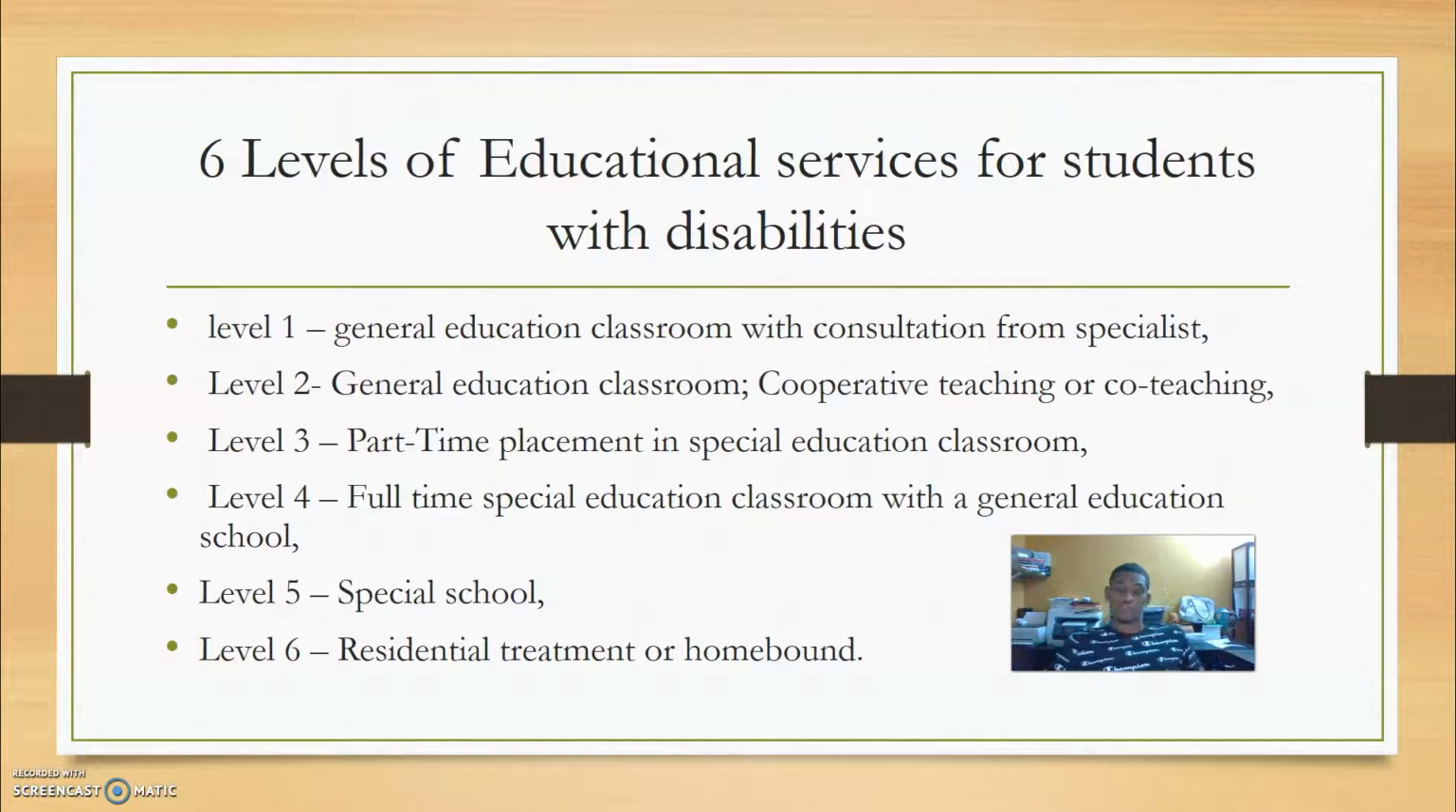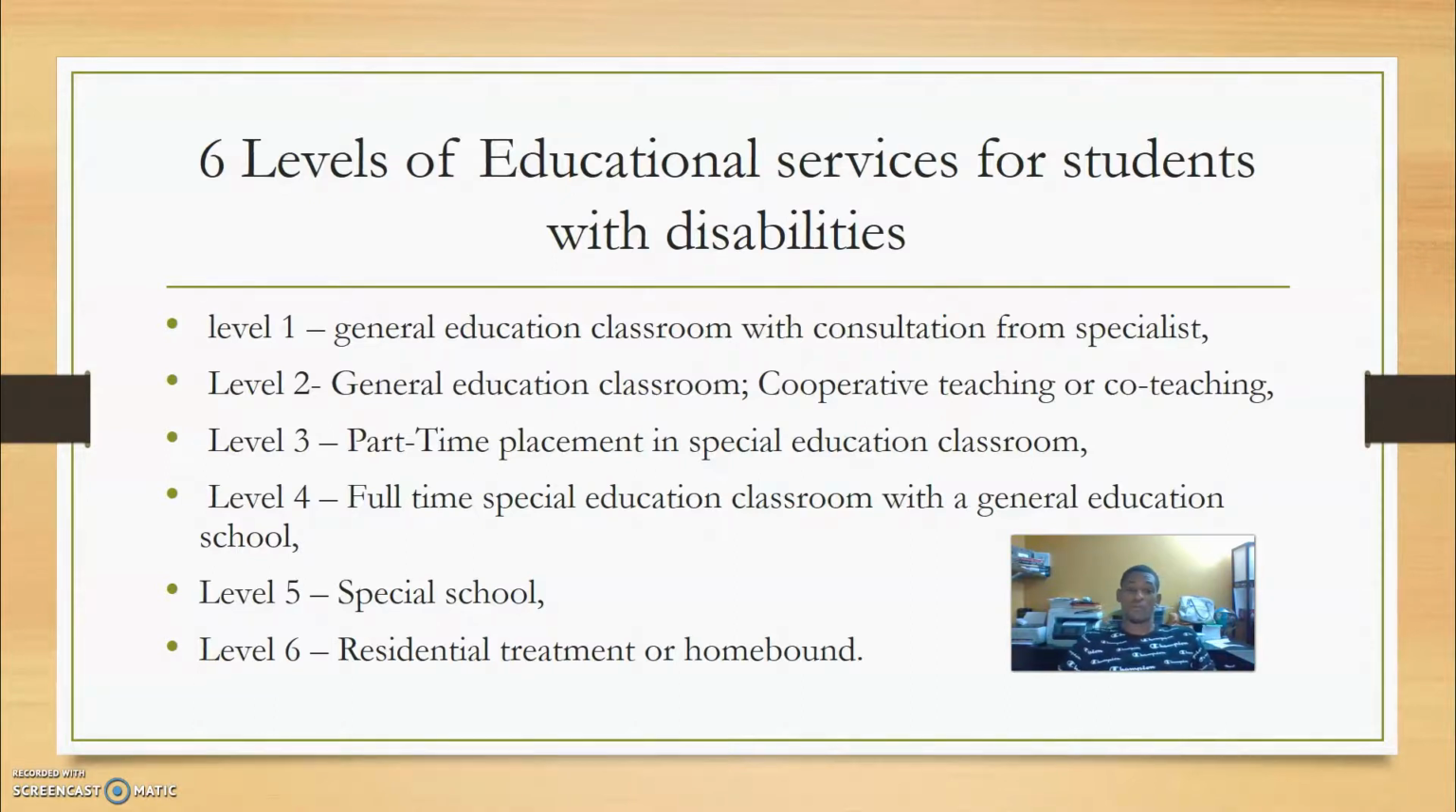Level five, special school. There's also special schools for individuals with disabilities. There's special schools for the blind, special schools for the deaf. There's different types of schools, but these individuals do not necessarily have to go to these schools, but it's whatever is best for the learner at hand. We must try to put that individual in the best scenario so that they can get the best outcome.